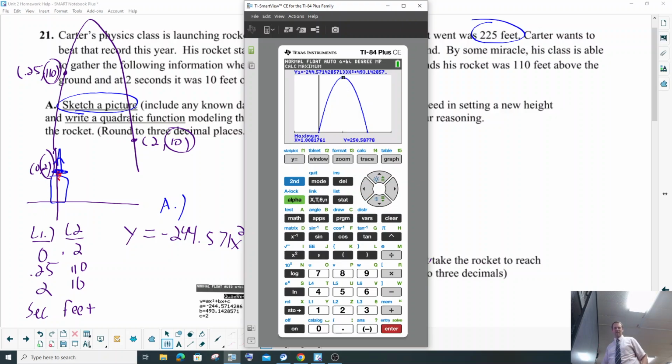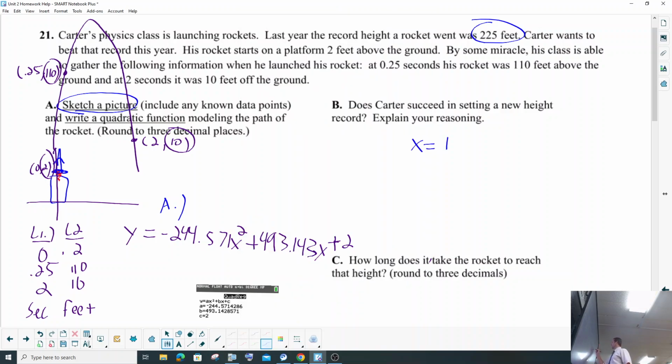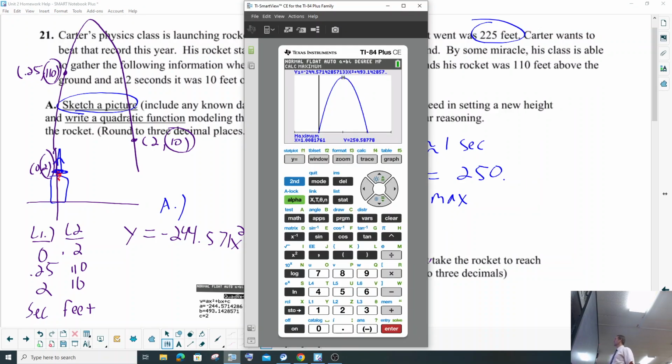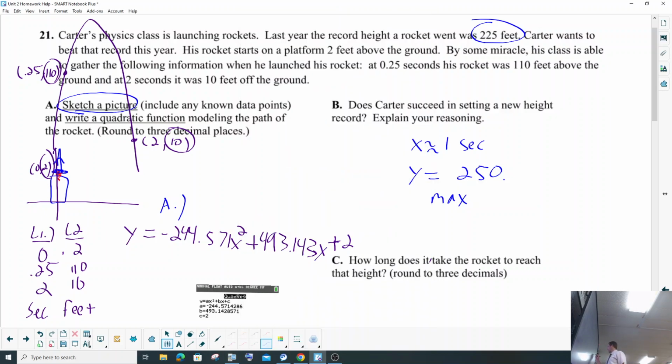So we were right the first time. So it's a 1, and then 250.588. So at approximately 1 second, we get a maximum at 250 points. What was it? 250.58 rounded up to 8. So 0.588. Whoa.